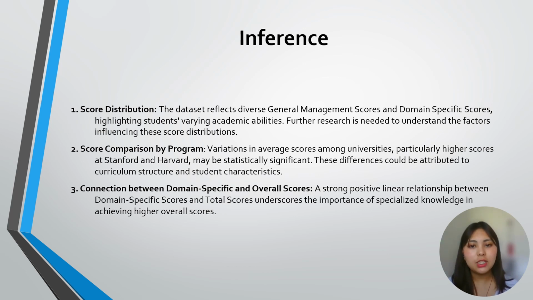Number three, connection between domain-specific and overall scores. Finally, let's talk about the relationship between domain-specific scores and overall scores. It's quite fascinating. There's a strong positive linear connection here. This means that when a student excels in specific domains, it often translates to higher overall scores. It underscores the significance of specialized knowledge in achieving better scores across the board. So, as we delve into this data, keep an eye on how domain-specific expertise impacts the big picture.